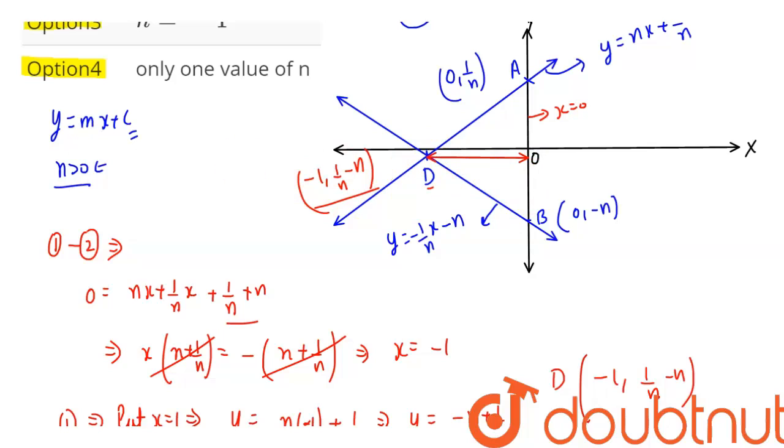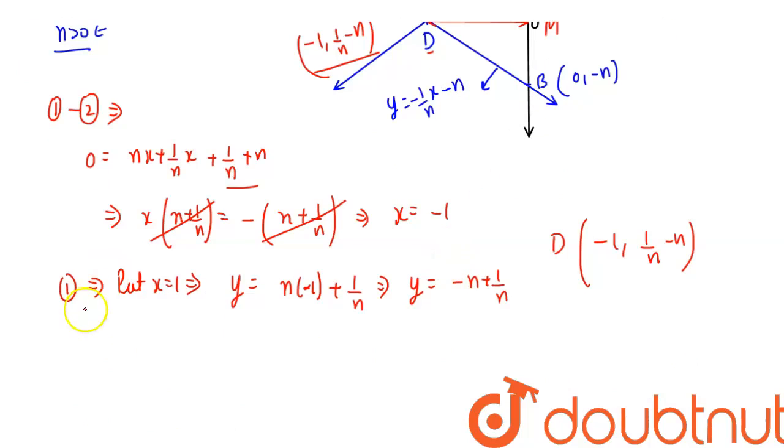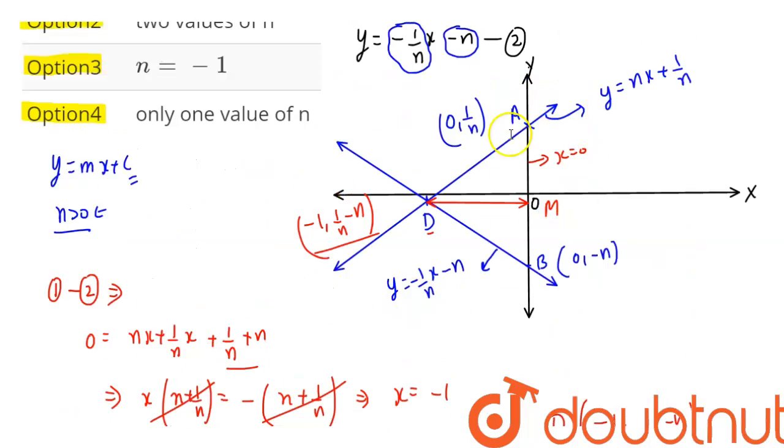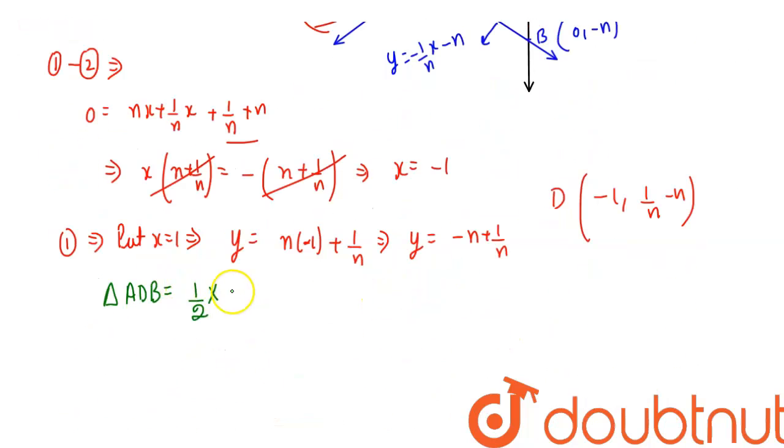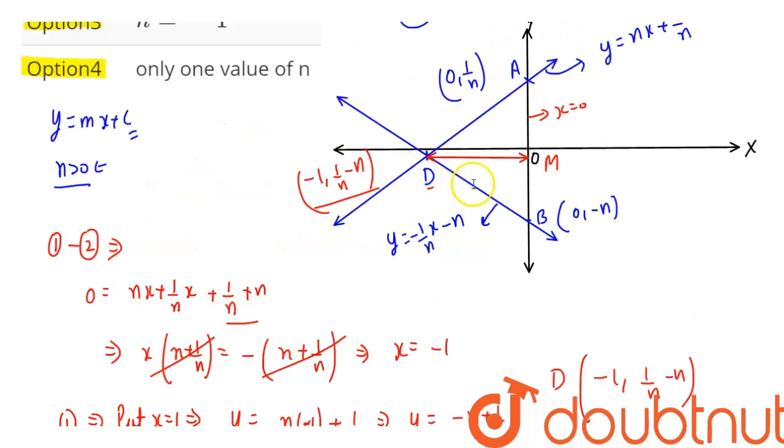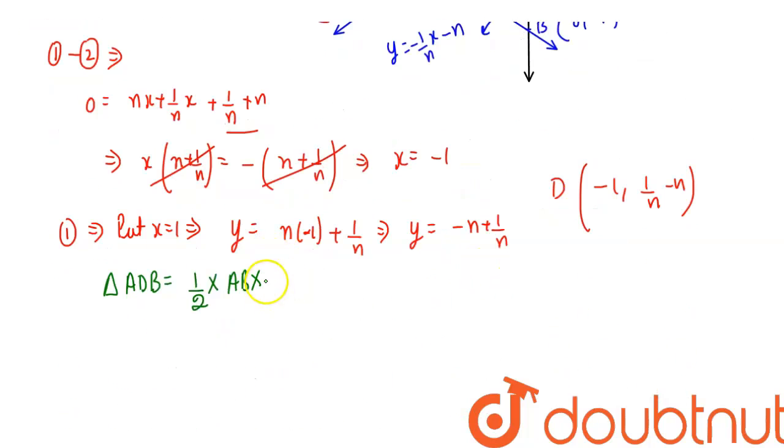So let us say that here we have the point M. The area of this triangle ADB would be equal to half into base into height, and the base would be the AB from this diagram. So here we have AB into height, and the height would be the OD, which we have just drawn here. So here we have the OD as the height. Now we are going to find the OD value.